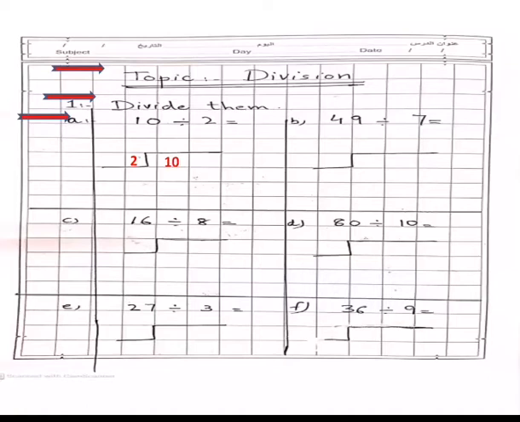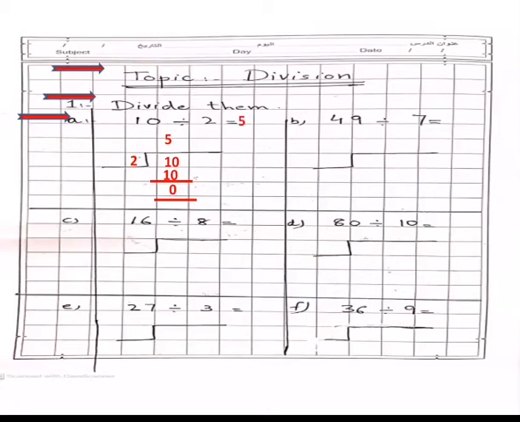Now we will read the table of 2 and see how many times 2 will be 10. So, read the table of 2 and tell me where 10 comes in table 2. 2 fives are 10. Yes, correct answer. So, 5 is the answer. We will write on the top and 10 we will write down. 10 minus 10, so the remainder will be 0. And 5 answer we will write here.